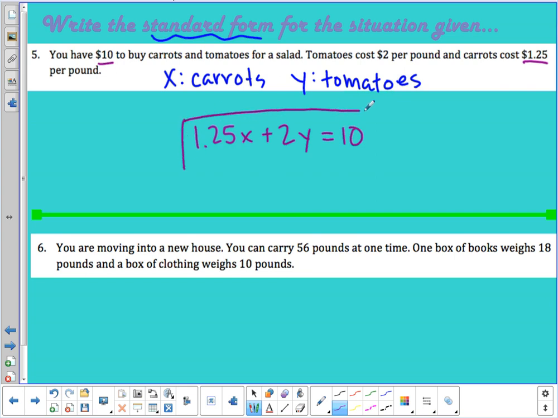X and Y together, constant on the other side, and there you are. In number 6, you're moving into a new house. You can carry 56 pounds at one time. That's a lot of weight. One box of books weighs 18 pounds and a box of clothing weighs 10.